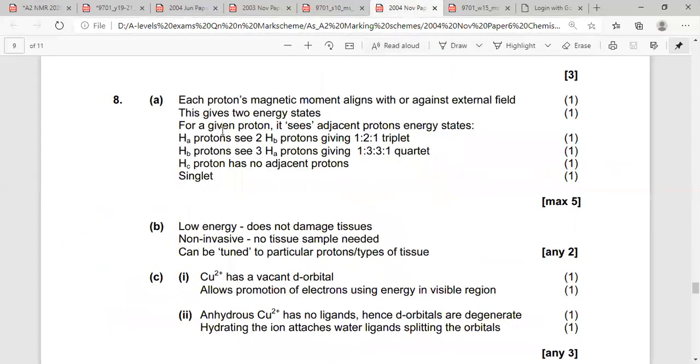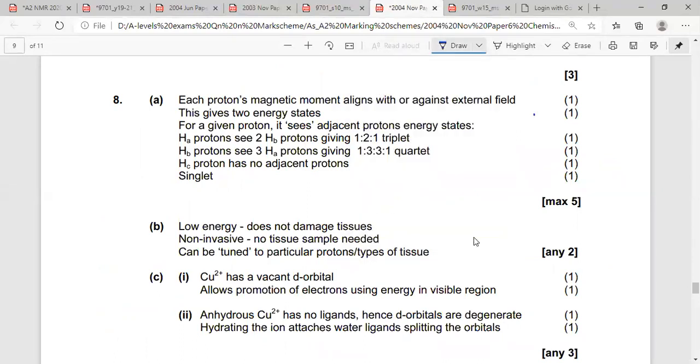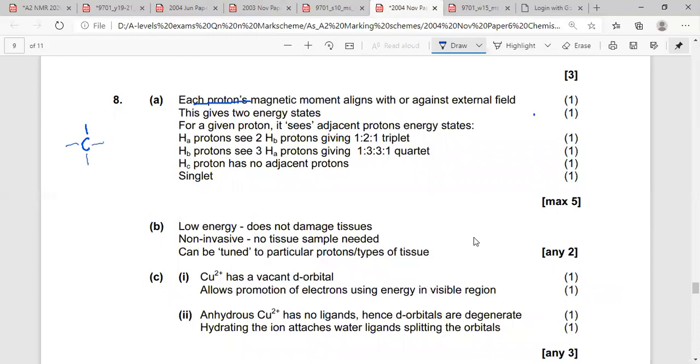See, my first mark: each proton magnetic field. See, you must know what Cambridge wants. What they want, you must give. Each proton. Now, remember, there are 3 kinds of protons here. Now look at it here first. Let me explain the answer so you can get a clearer picture of what Cambridge is trying to tell you.